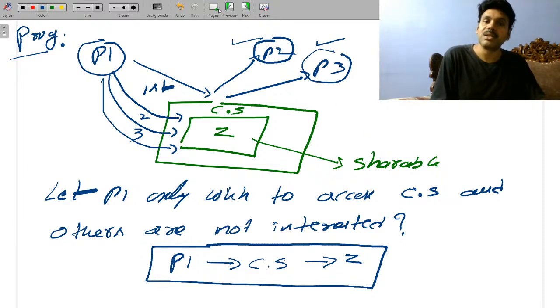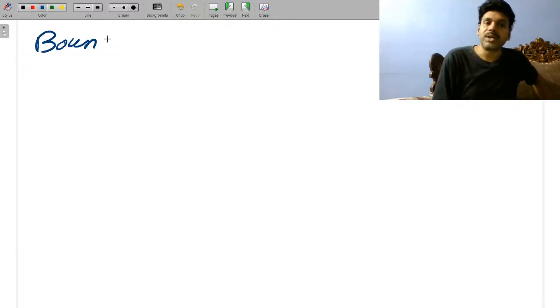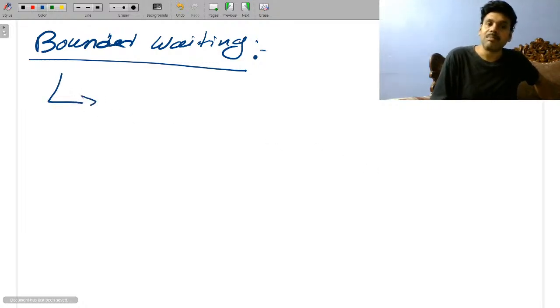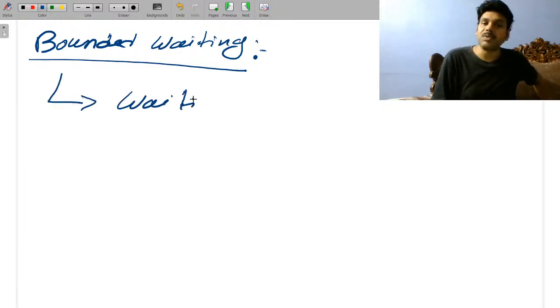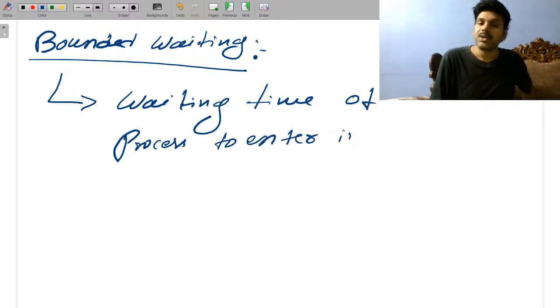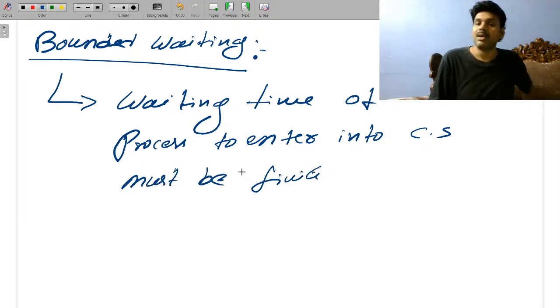And the last one is bounded waiting. So the waiting time of the process must be finite. That's the meaning. If not, it leads to the starvation concept. Please understand. Bounded waiting means the waiting time of a process to enter into the critical section. This is very important. To enter into the critical section must be finite. Must be finite.